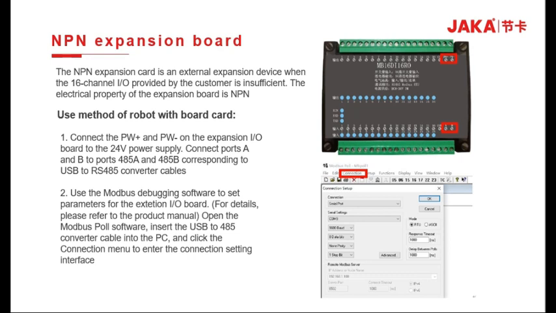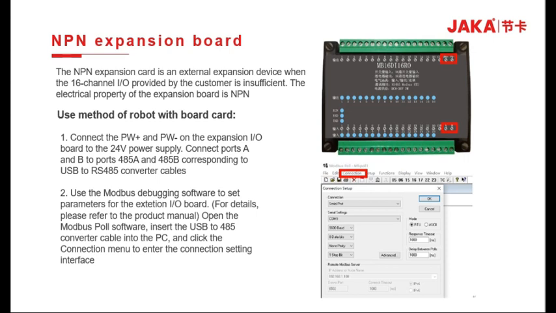Connect the ports A and B to the 485A and 485B interfaces of the USB RS485 connection and use Modbus debugging software to configure parameters of the expansion I/O board. For details, please refer to the product manual.